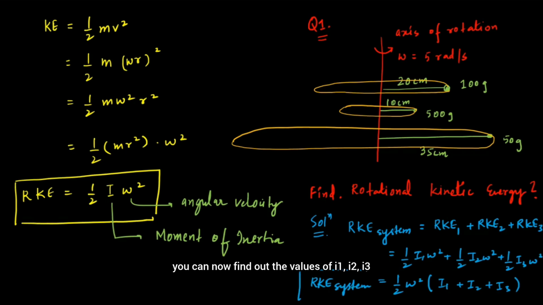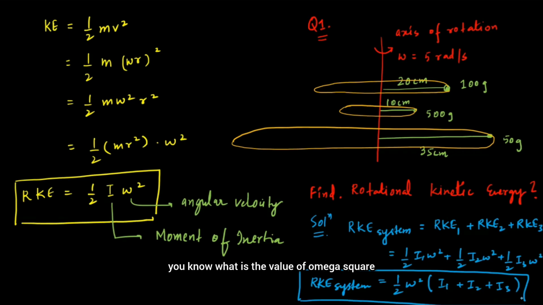So you can now find out the values of I1, I2, I3. You know the value of omega square. You can substitute it into the equation and you can have your answer. This is how you're supposed to solve this. Got it? Solve it and tell me what the answer is. Always remember, everything we have to put in SI units. We can't choose another unit for the given components.